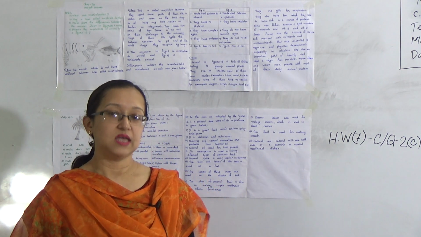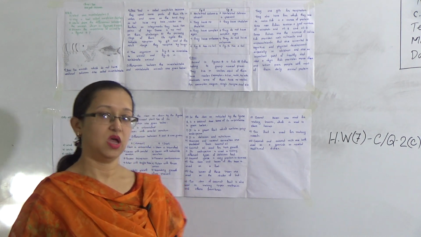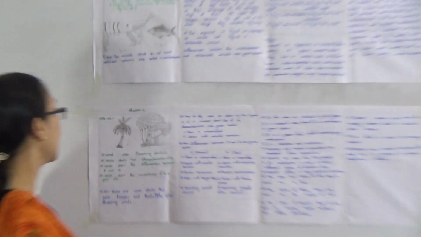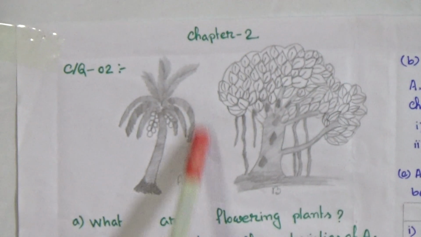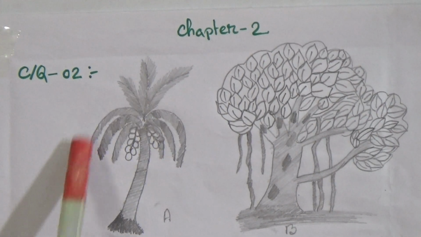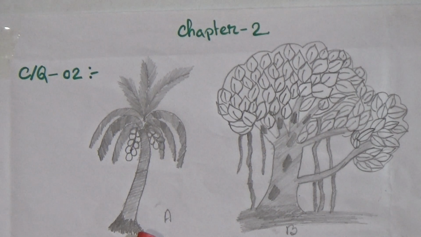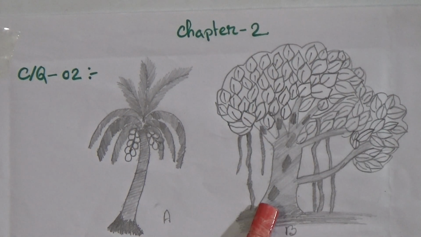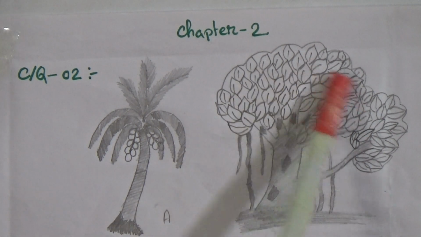Now we discuss creative question number 2. Now we will read question number 2. There is a picture of a tree, a very well-known tree, the coconut tree, and in figure B there is another tree, a banyan tree.